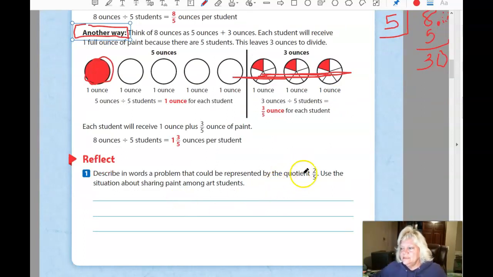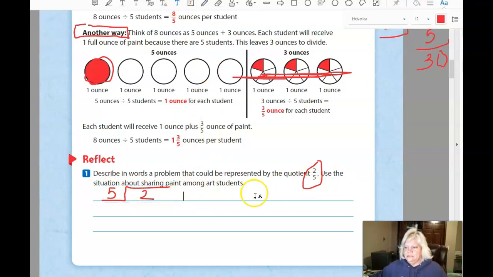So we get down here and it says, hey, let's do the same thing. Let's think of a way that we could write a word problem for 2/5. Well, let me get my pencil back. What we're basically trying to do is 2 divided by 5, because that's what this means right here. But it says, can you use the situation in sharing? So what it wants you to do is rewrite it.